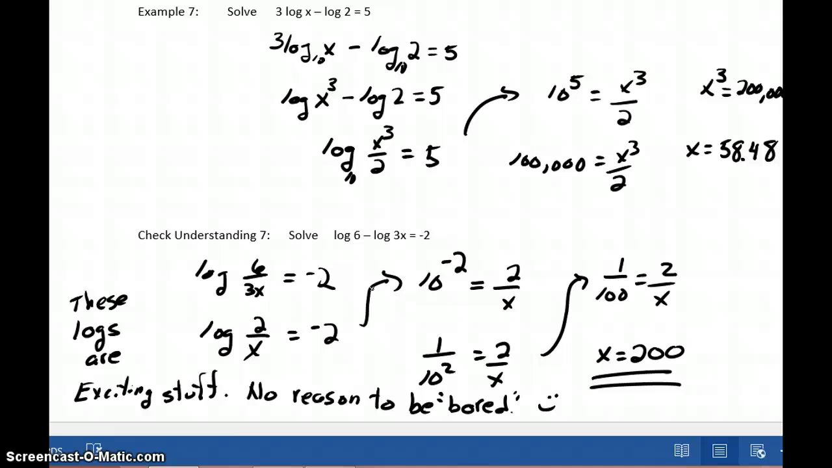Again, solve, check that. Put 200 in for x, log 6 minus log 3 times 200, and your result should be negative 2. These logs are exciting stuff, so there's really no reason to be bored. You can work on your assignment at this point, and you should have no problem doing that.